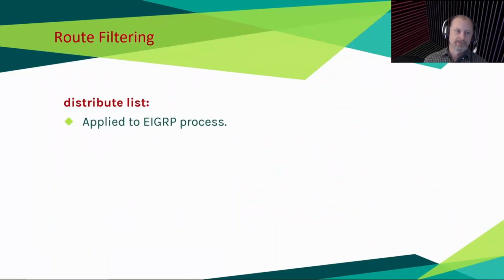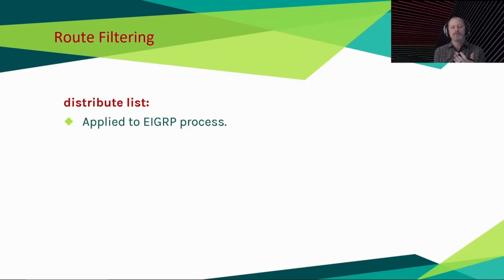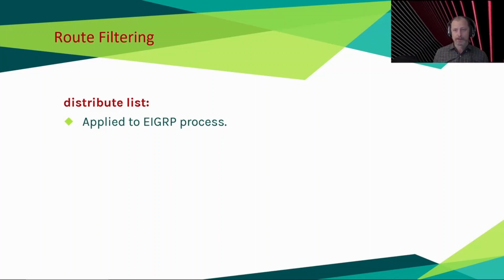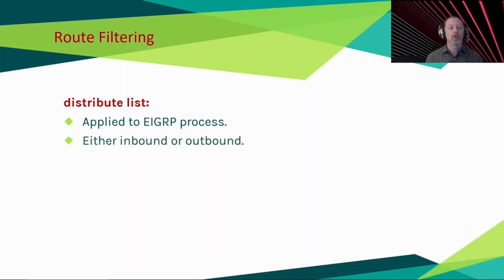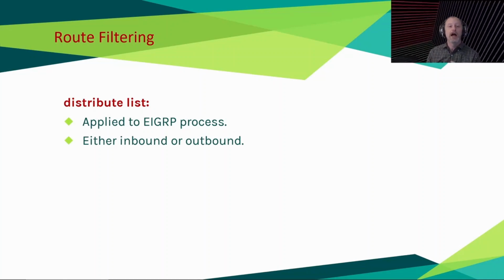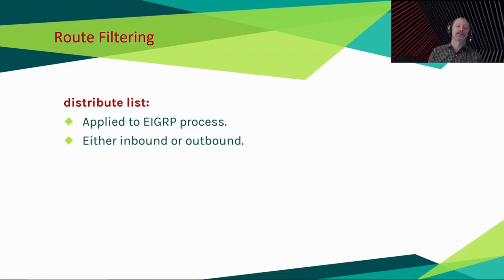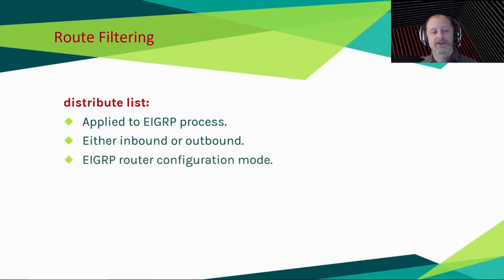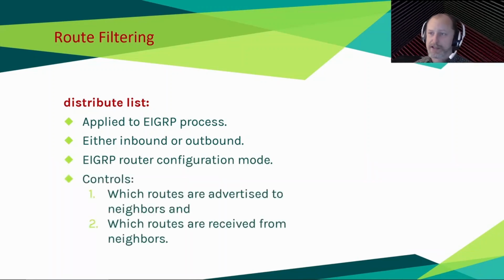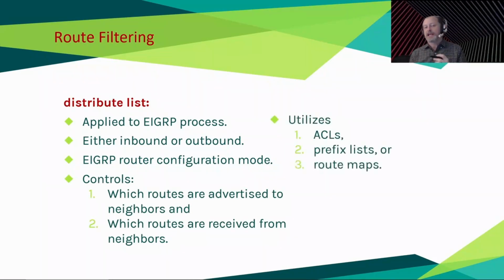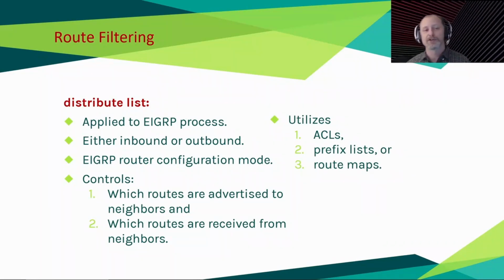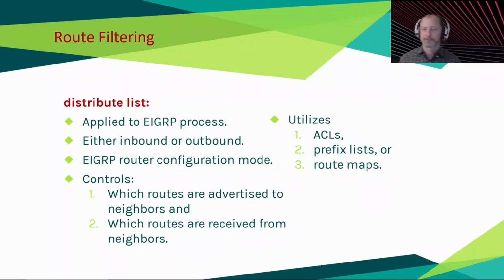Distribute list. So this is going to be applied to the EIGRP process as a whole, either inbound or outbound. Inbound would filter advertisements being received from a neighbor. Outbound would filter our own advertisements that we were sending to the neighbor. Okay, this is done in router configuration mode. A distribute list can use ACLs, prefix lists, route maps. Again, when we talk about route redistribution and route filtering, we'll look at this in more detail.